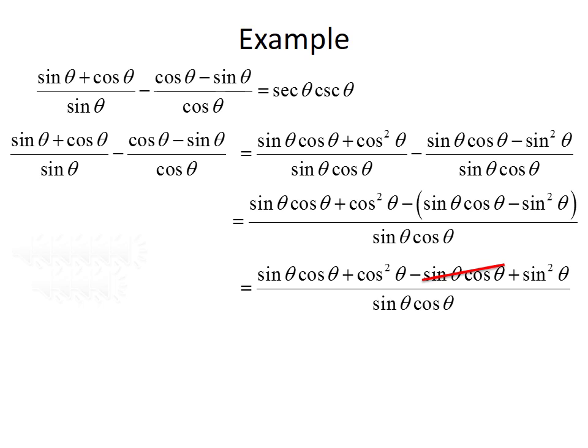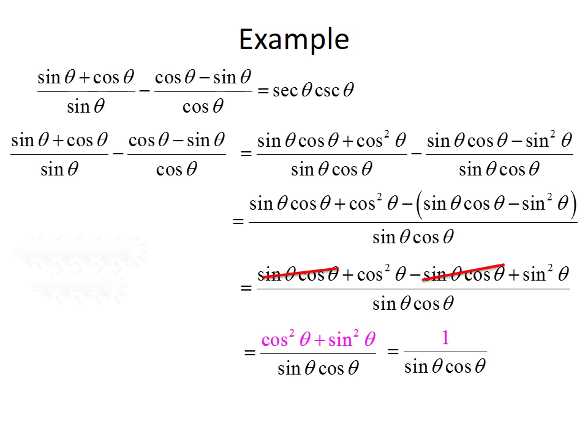The positive sine theta cosine theta and the negative sine theta cosine theta in our numerator will cancel each other out, leaving us with cosine squared theta plus sine squared theta over sine theta cosine theta. We can use the Pythagorean identity in our numerator and rewrite cosine squared plus sine squared as 1, so we have 1 over sine theta cosine theta. And just like in the previous example, we can split that up to be 1 over sine times 1 over cosine, which using the reciprocal properties will be cosecant theta times secant theta.